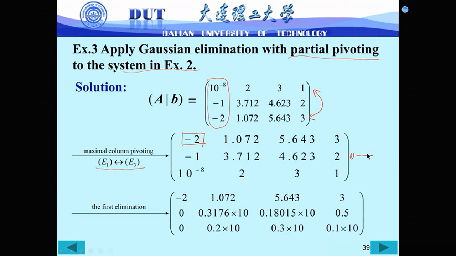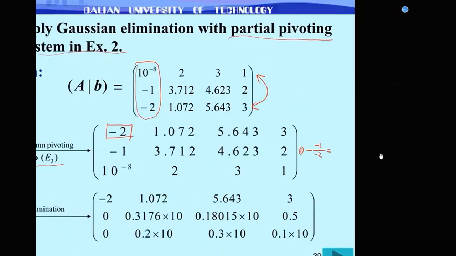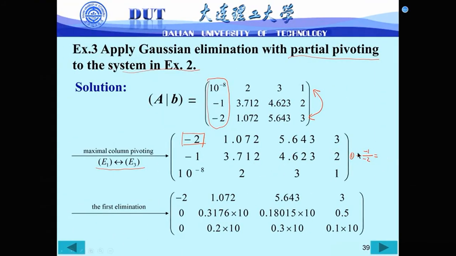Minus ratio. What is the numerator? The numerator is this number, so it is -2, -1. And what is the denominator? It is the new pivot, right? The new pivot is -2. So we know this number is just 0. Minus 3 minus... so minus 0.5. Is it okay? This is a new multiplier by using this new pivot.